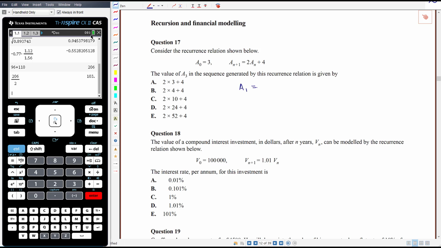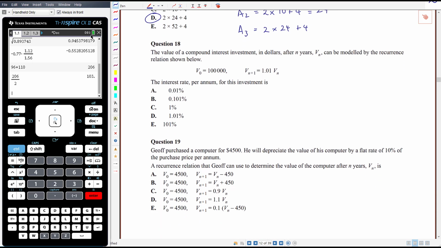Okay, so A1 would be 2 times 3 plus 4, which is going to be 10. A2 would then be 2 times 10 plus 4, which would be 24. A3 therefore would be 2 times 24 plus 4, which is option D.